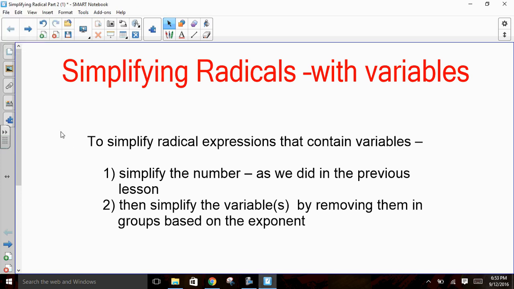Alright, welcome back to Simplifying Radicals. Today we're going to do part 2, which deals with variables. So this is kind of a two-step process.